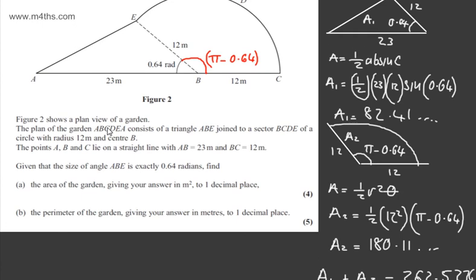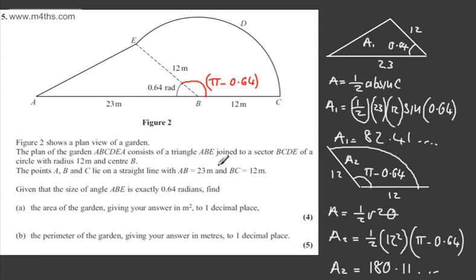In part B, we need to find the perimeter of the garden, giving our answer in metres to 1 decimal place. So what we need then are the lengths. We already have the 23, we already have the 12. We need AE and also we need EC.